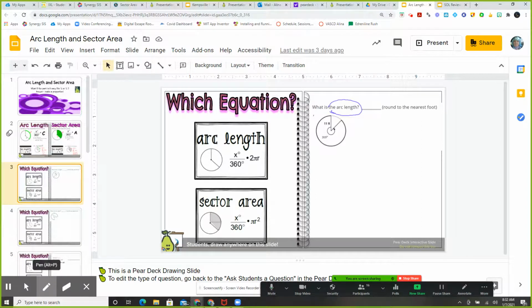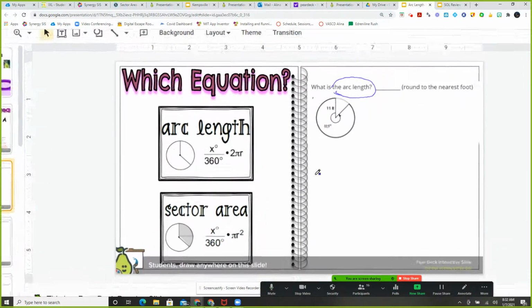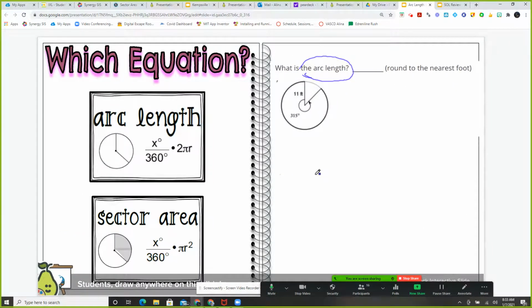Okay, so I want you to write as I write. What is the arc length? Which equation are we going to use? The one that says length, right? It sounds like a crazy question, but sometimes we don't use the right ones.